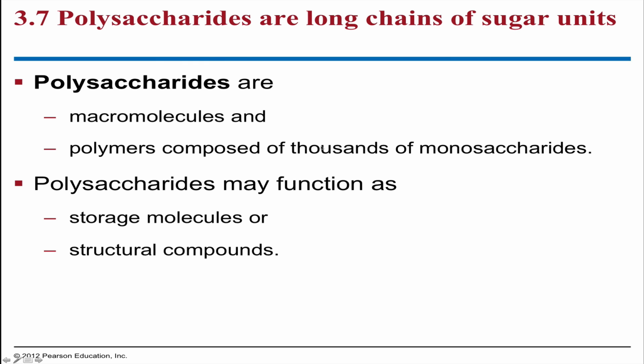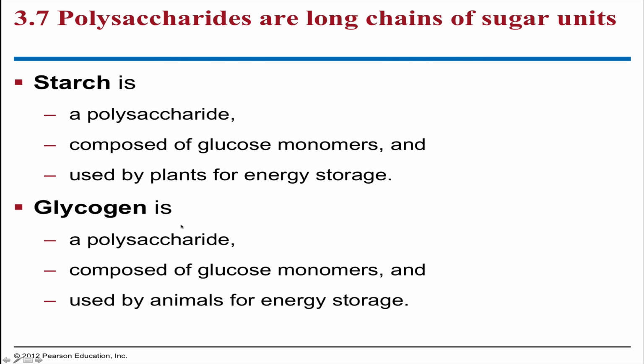Polysaccharides, again, are big molecules, macromolecules and polymers, that could be made up of thousands of monosaccharides. Polysaccharides may function as storage molecules or structural compounds. Starch, I told you, is an example of a polysaccharide. Potatoes, for example, contain lots of starch. It's made up of glucose monomers, and it's used by plants for energy storage.